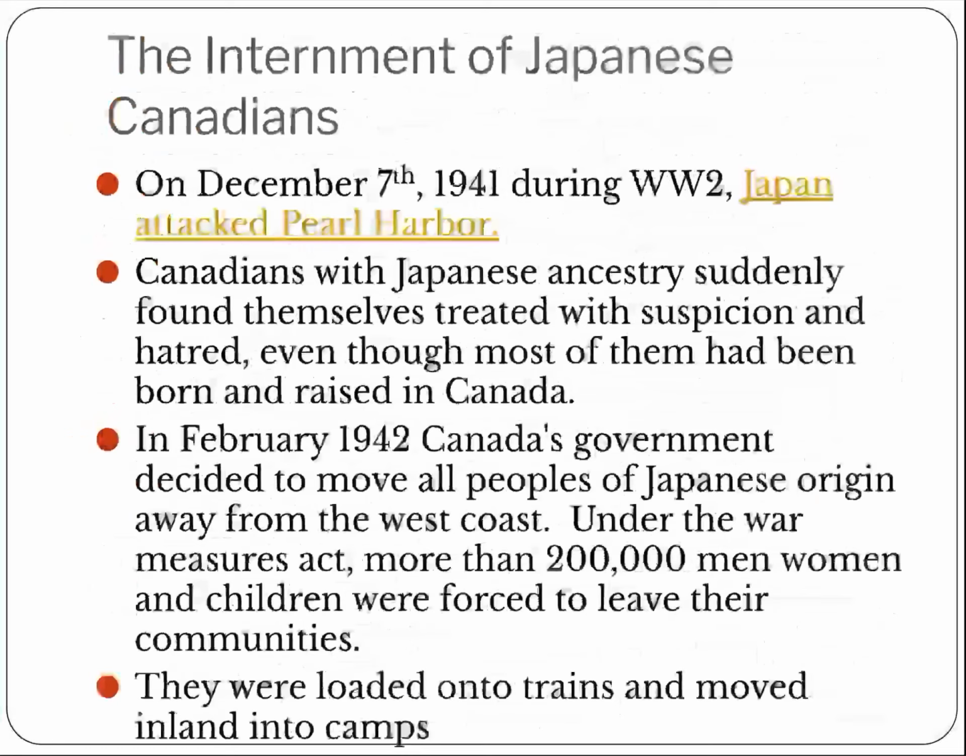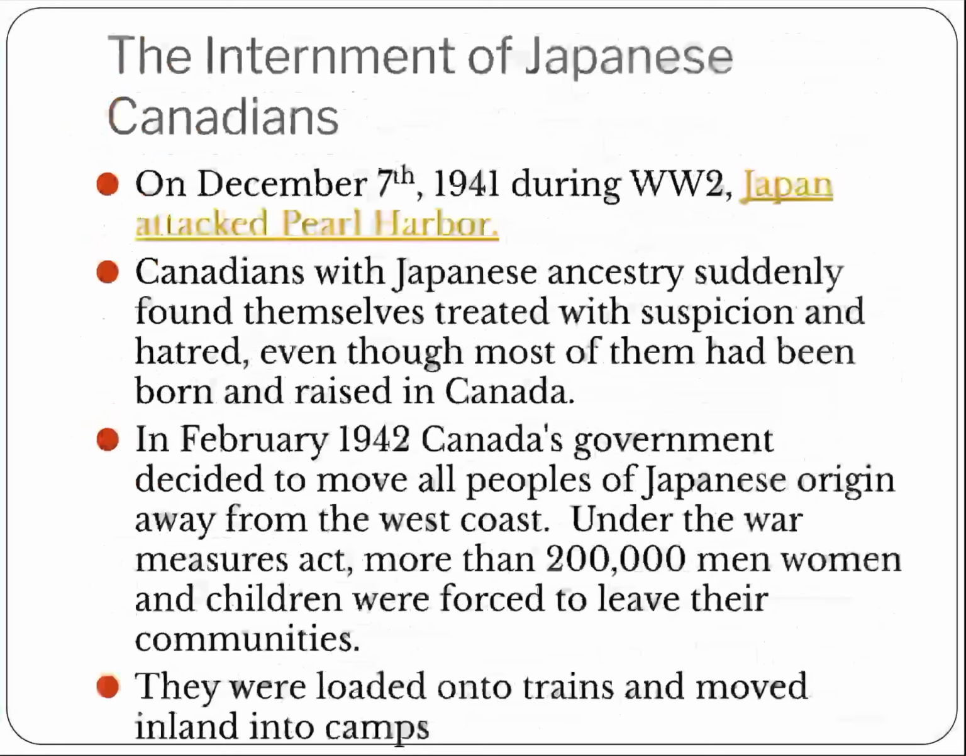So on December 7th, 1941, World War II was already happening at this point, but the Americans were not in the war. But Japan attacked Pearl Harbor, and that essentially brought the USA into World War II. Now what happened then is any Canadians and Americans with Japanese ancestry suddenly found themselves treated with suspicion and hatred, even though a lot of them had been born and raised in Canada. So in February 1942, Canada's government decided to move all peoples of Japanese origins away from the West Coast.